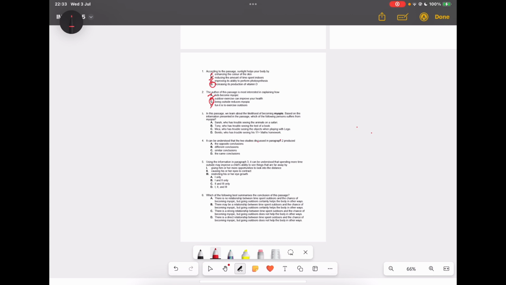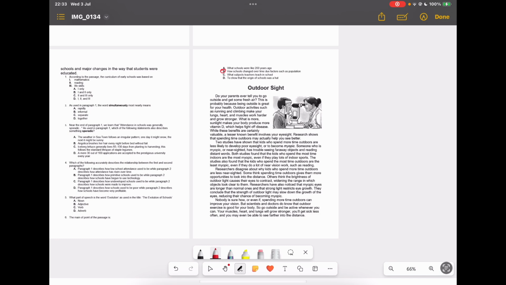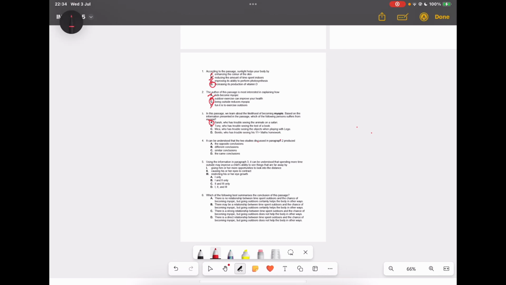So 3 is going to be A, because Sarah can't read... let's just check back. So myopia is when you're nearsighted, and you can't see objects far away. So you're short-sighted, so you can't see objects that are far away. Reading a book is something close to you, same with Lego and also your homework. So it's going to be safari, because it's far away. And if you're short-sighted, you can't see things that are far away, so things like animals on a safari.